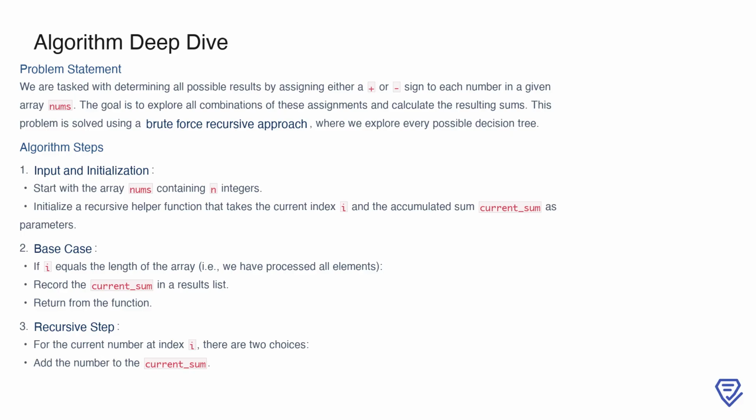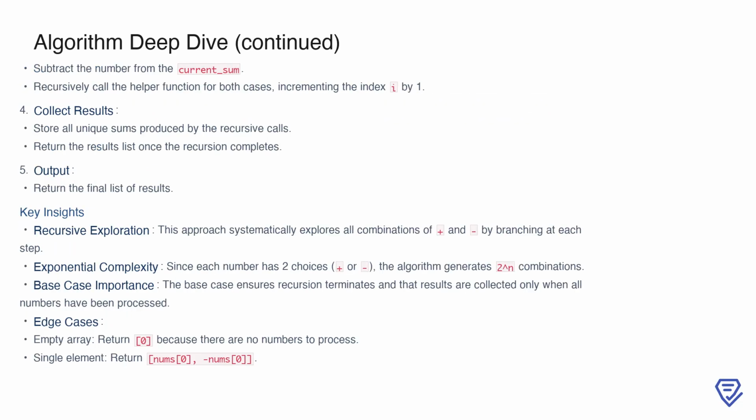We can either add the number to the current sum or subtract it. This branching process creates a decision tree that systematically explores all possible combinations of signs for the numbers. In the recursive step, for every number at the current index, we calculate two new potential sums, one where the number is added and another where the number is subtracted. These two paths are explored recursively by incrementing the index i and updating the current_sum accordingly. Once all recursive calls are completed, we collect the unique sums that were generated and return the results list.